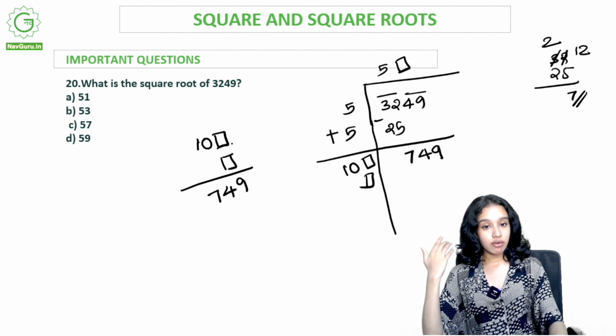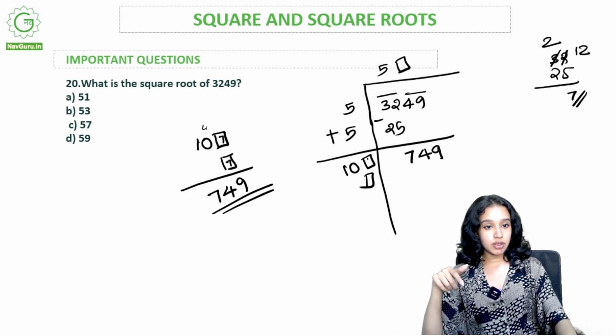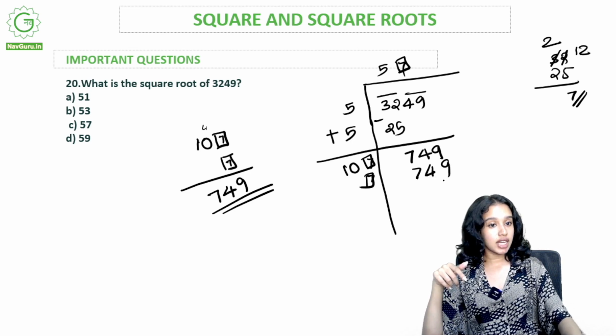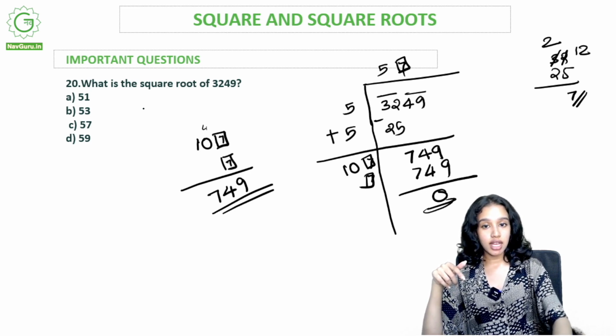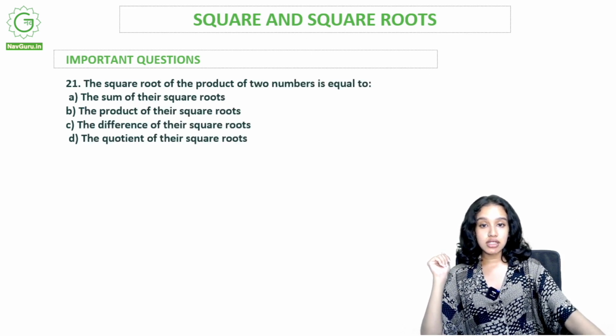What if we put 7 here? So 7 7s are 49, 4 balance, 4 comes here, 7 1s is 7. Yeah, sums up. So 7, 7 and 7 gives us 749, remainder gets 0 and we get the answer as 57. So moving on to the next slide.